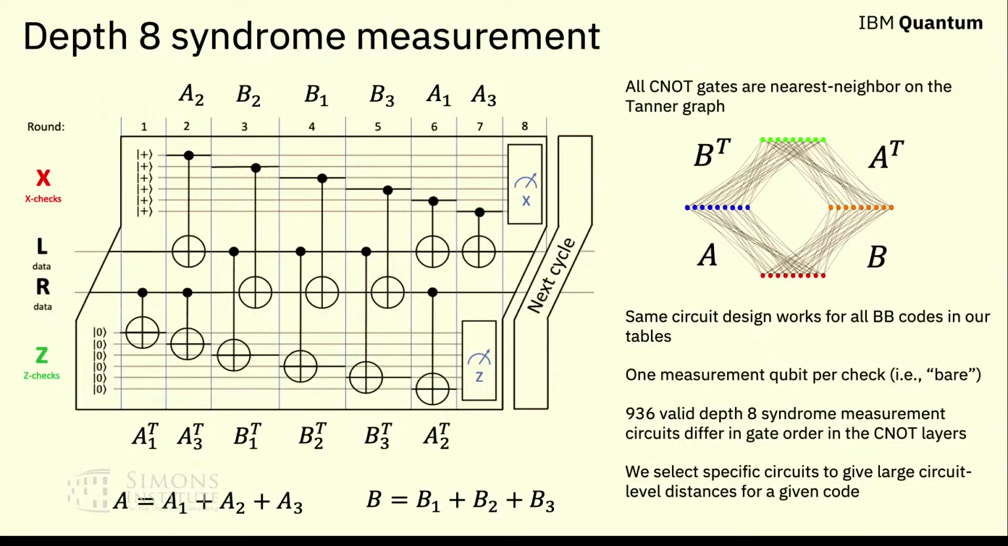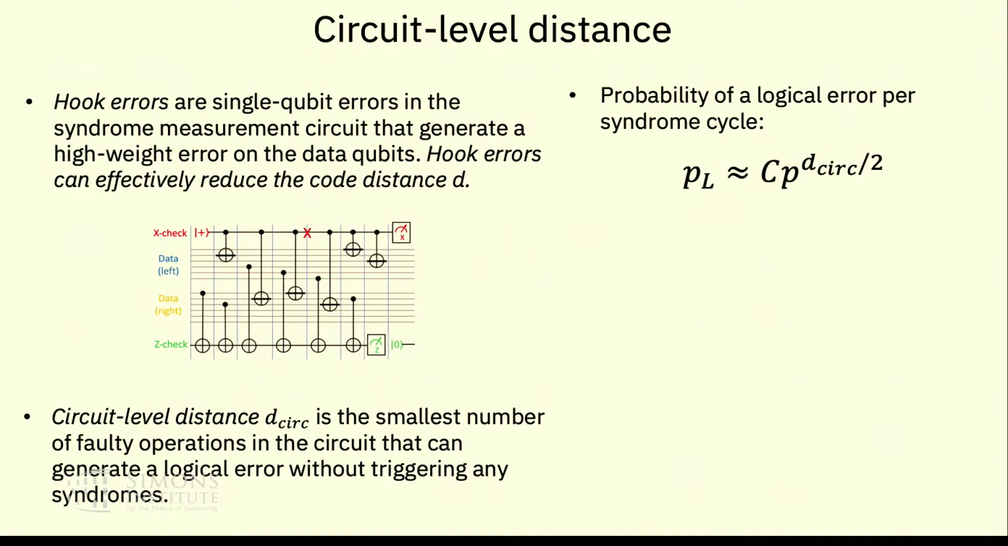We try to select the circuits to maximize what's known as the circuit distance. So that's what I'll try to explain on this slide. So again, of course, hook errors are a problem. And this means that if we define the circuit level distance, d_circ, as the smallest number of faults that can create some logical error without triggering any syndromes, this means that this d_circ can actually be smaller than the code distance.